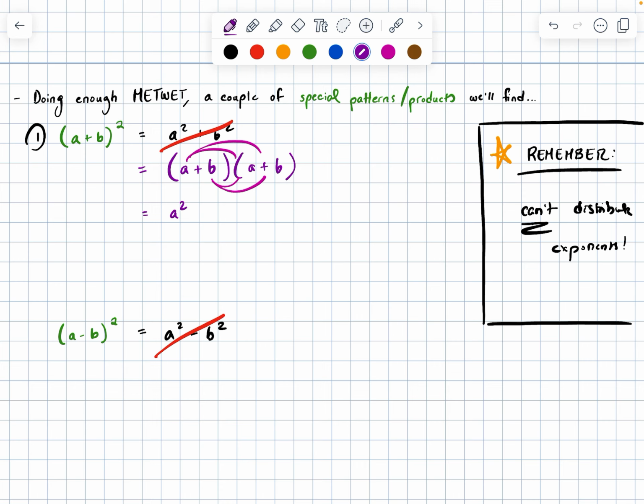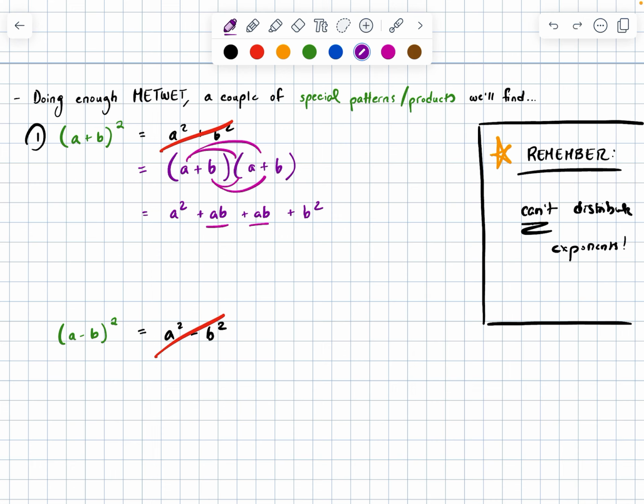Doing my METWET here, a times a gives me a squared. A times b gives me positive ab. B times a, once again arranging alphabetically, there's my positive ab. And then I've got b times b, which is b squared. Look at that, I've got some like terms I can combine.